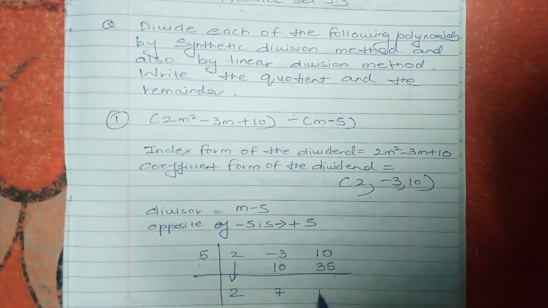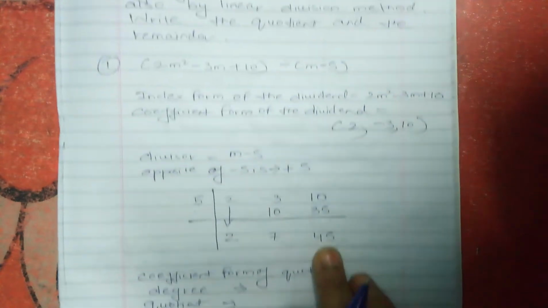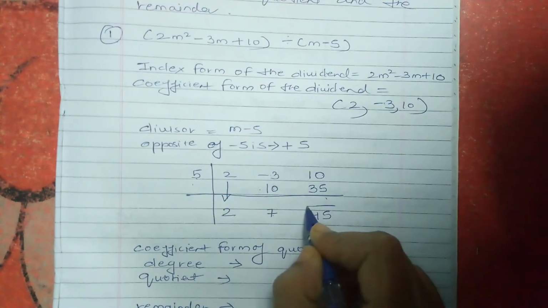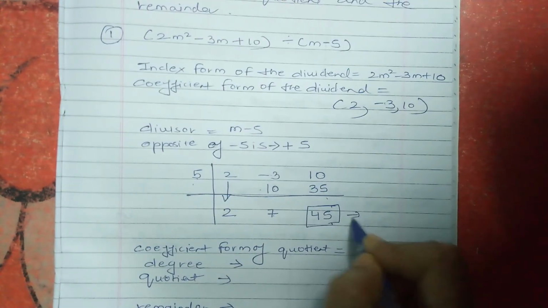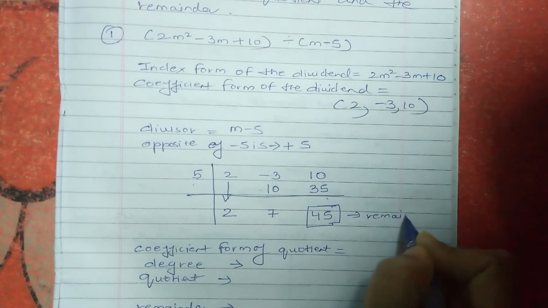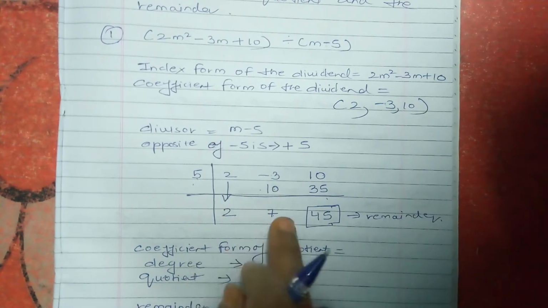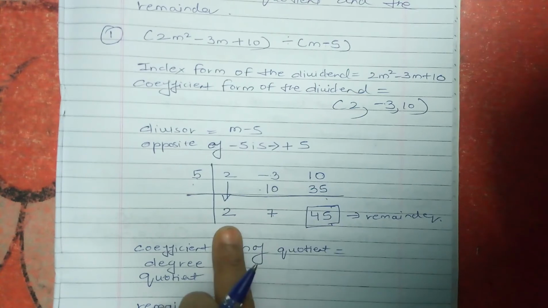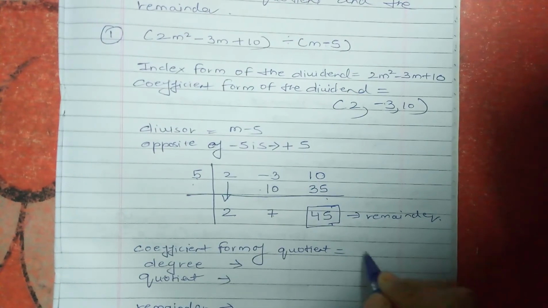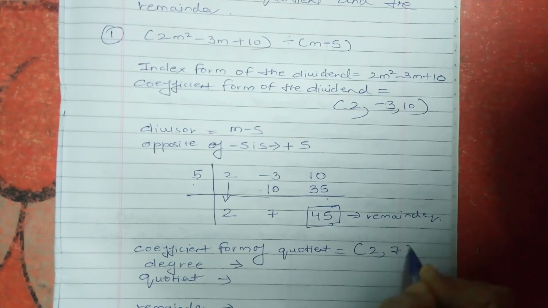10 plus 35 is what? 45. So I am writing here 45. Now in this way our division has stopped here. Whatever last number you have got here, as we have got 45 here, this is the remainder. And whatever remaining digits are near that 45, those are the coefficient form of the quotient. So we are having 2, 7.